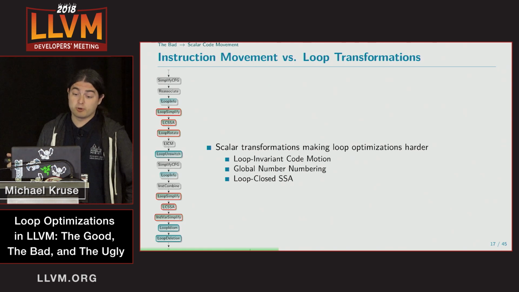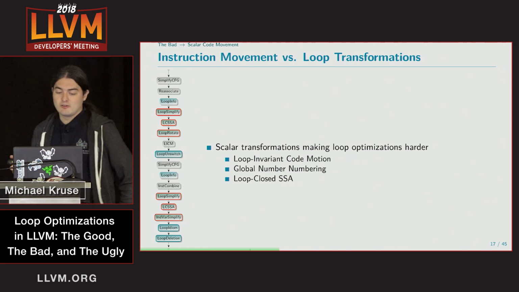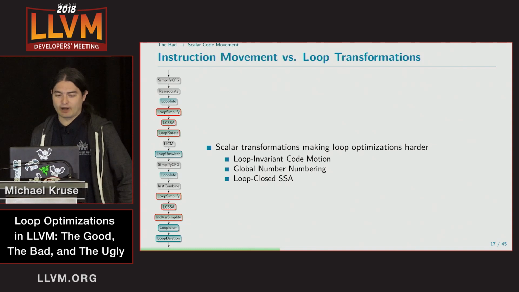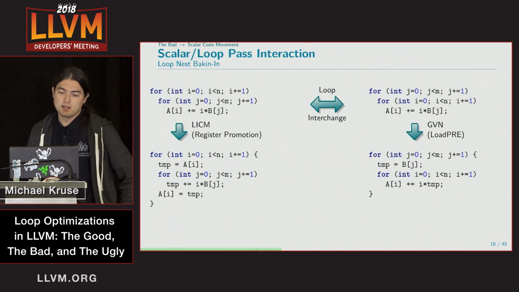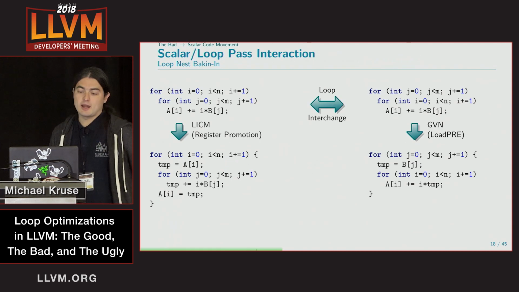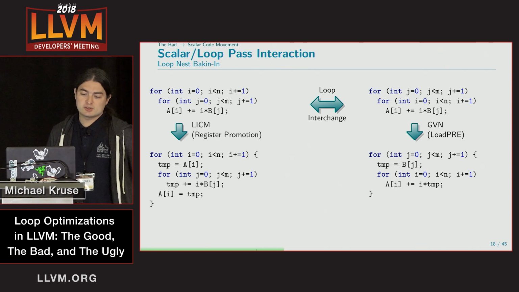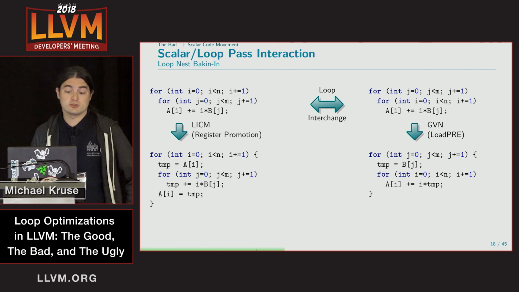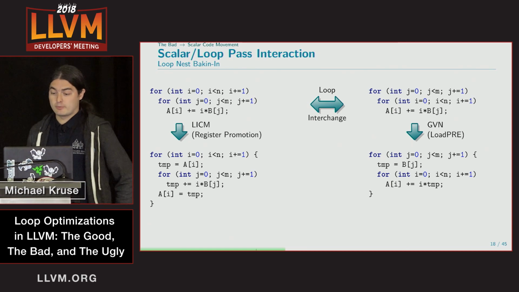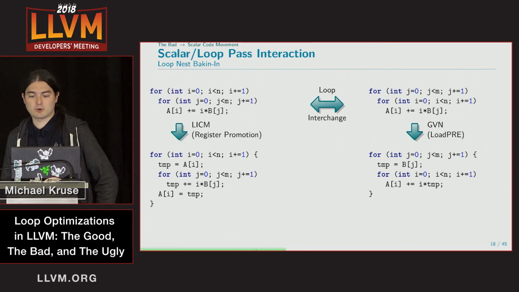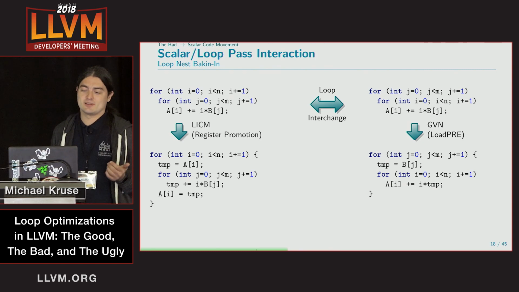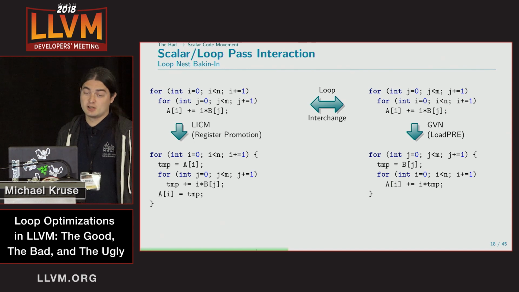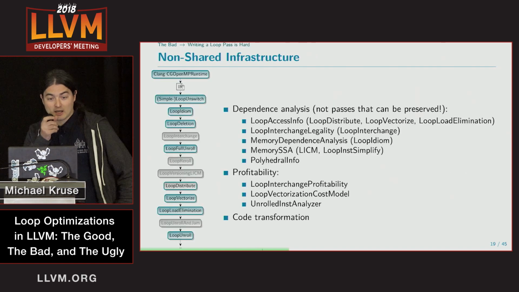There are some of these non-loop passes which make loop transformations more difficult: loop invariant code motion and global value numbering, and for some loop transformations, also the loop closed SSA. Here's an example. At the top, we have two loops which we can transform into each other using a loop interchange. But once we apply loop invariant code motion on the left one, or load partial redundancy elimination on the right one, this is a one-way street. There's no path reversing it. We are stuck with this transformation, and we can't do a loop interchange anymore after that.